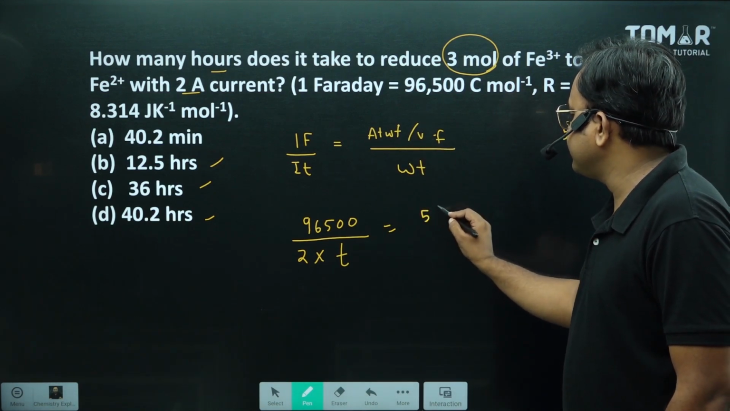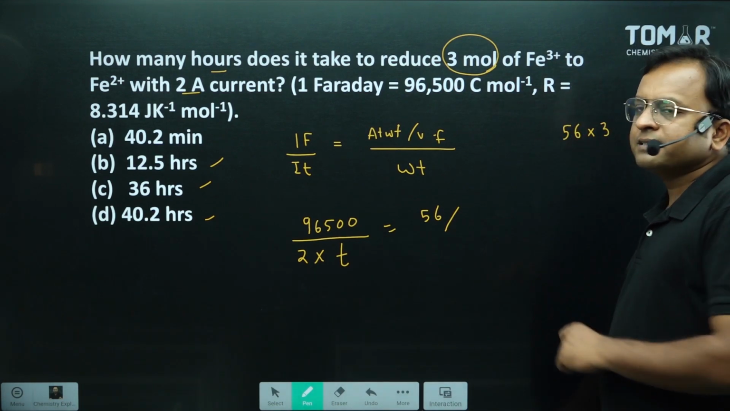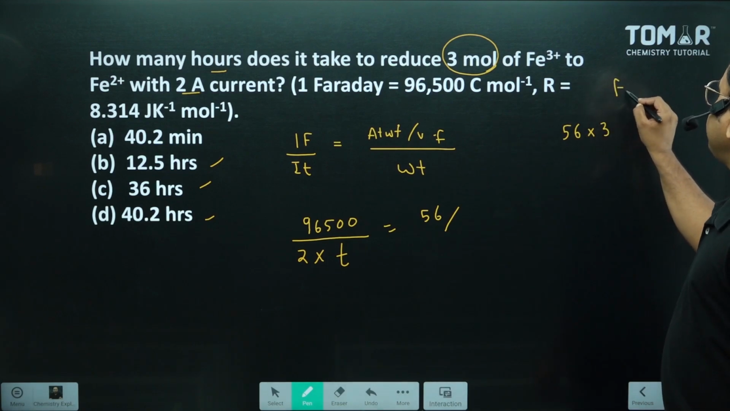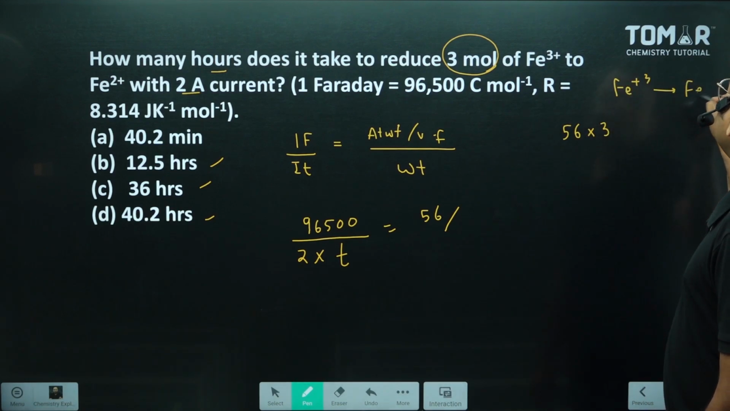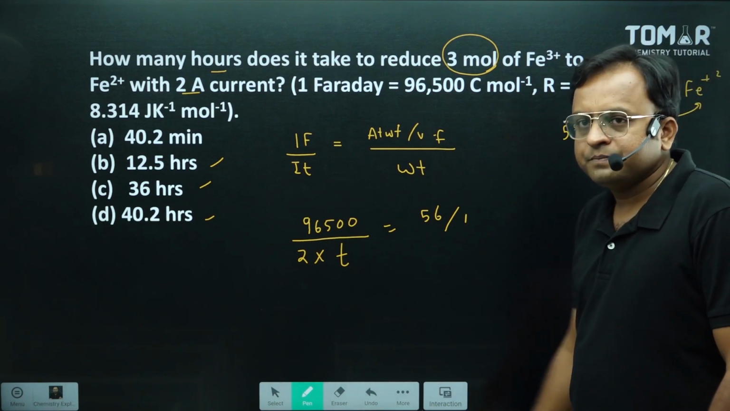Atomic weight of iron is 56. Now what is the valency factor here? The important thing is the valency factor. Fe plus 3 converts to Fe plus 2. There is a change in oxidation state of 1. So the valency factor is 1.